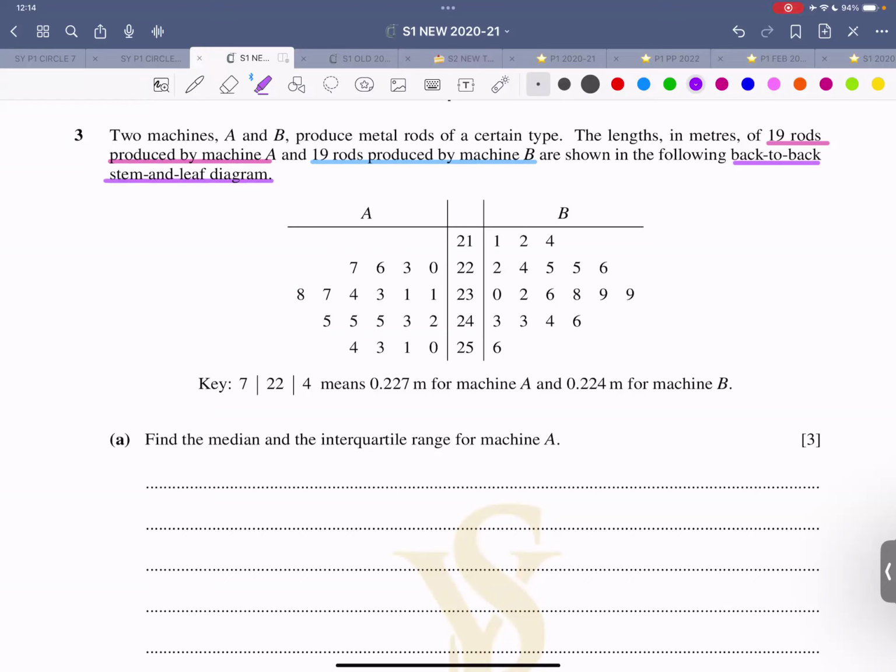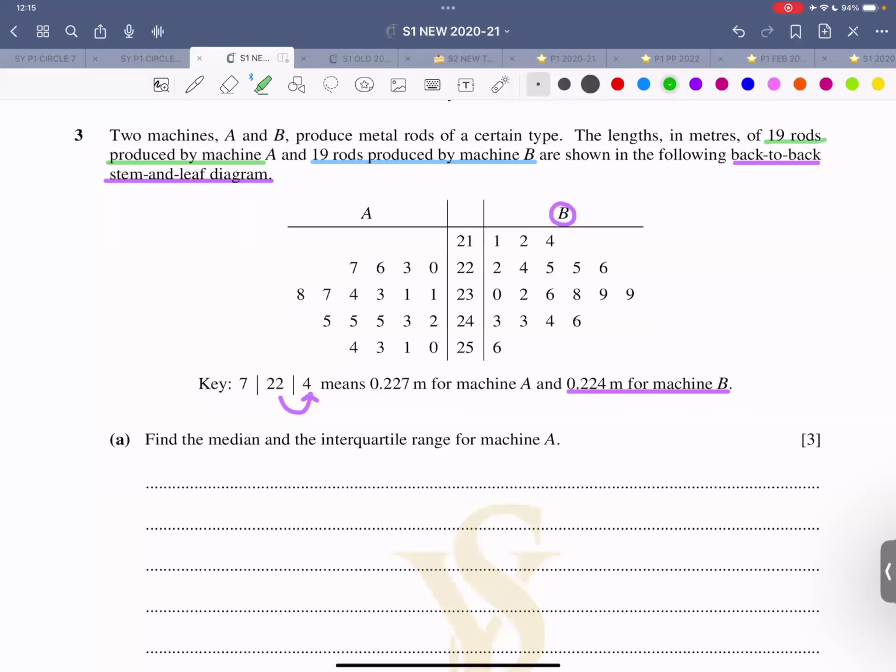Now, I would focus on the key, 7 | 22 | 4. So 22 | 4, I'm focusing on this. That is 0.224 meter for machine B. And this one over here, let me just change the color. So let me make it green color. This is machine A. There is 19 of them. So let me just choose this.